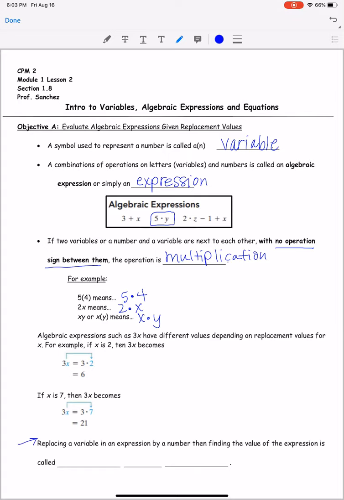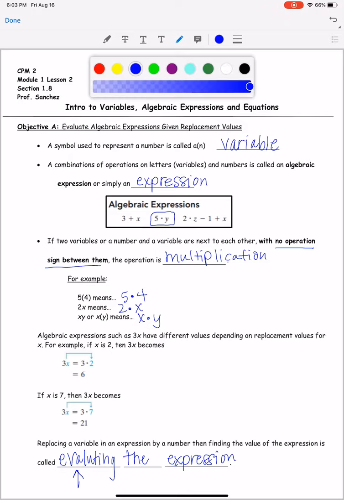And so down here, replacing a variable in an expression by a number, then finding the value of the expression, is called evaluating the expression. A lot of times you'll just see this word here, evaluate. So let's go to the next page.